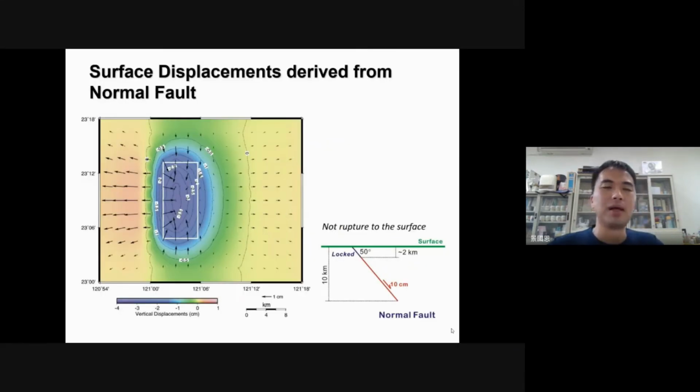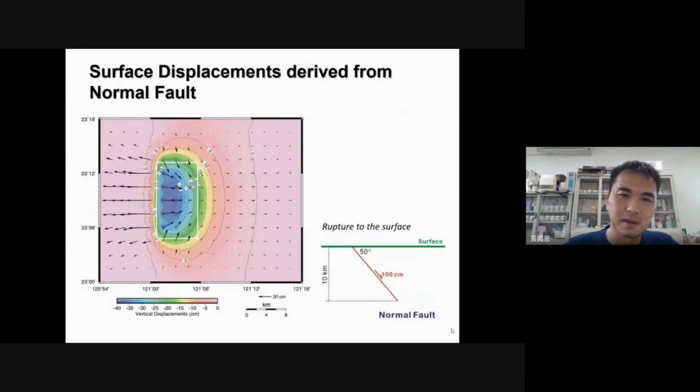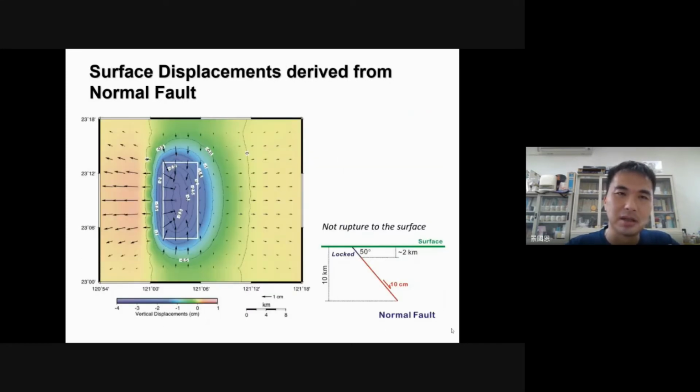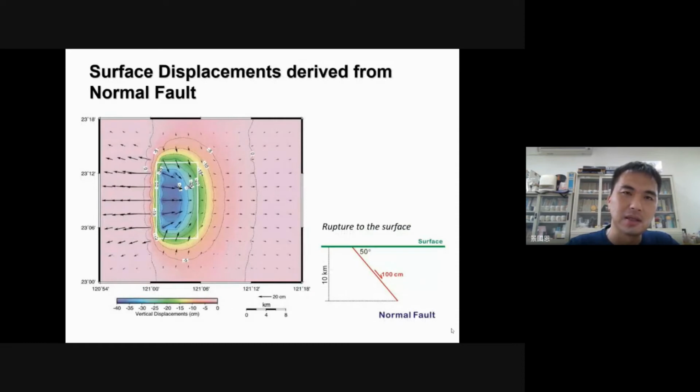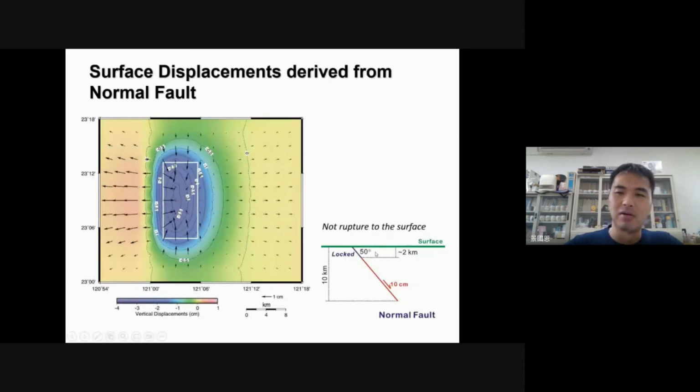So once you want to study the crustal deformation related to active faults and earthquakes, you always need to understand what kind of surface deformation pattern is caused by the fault during the coseismic period or the interseismic period. And see, even for the normal fault, this is a normal fault, and this is the surface displacement inferred from the normal fault, and their dip angles are the same.